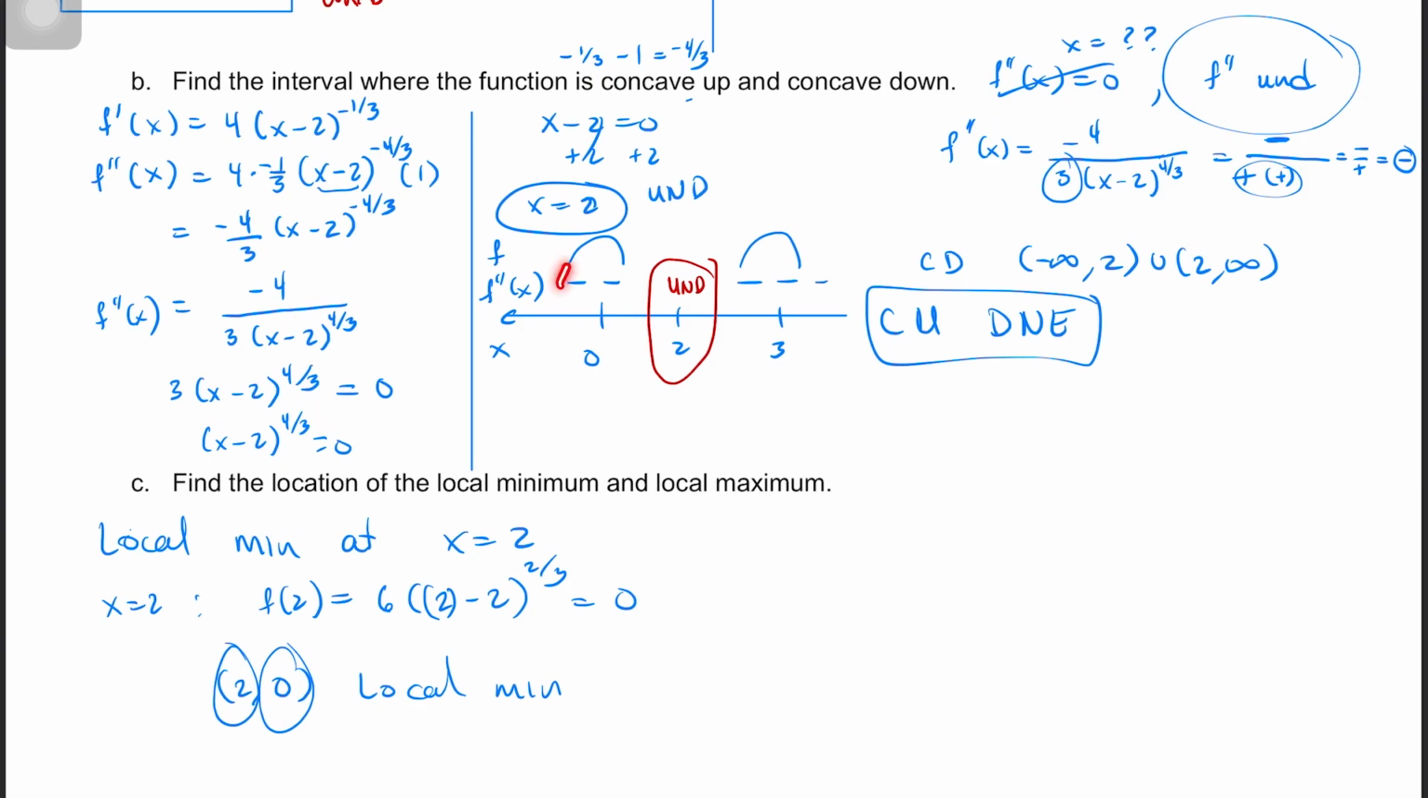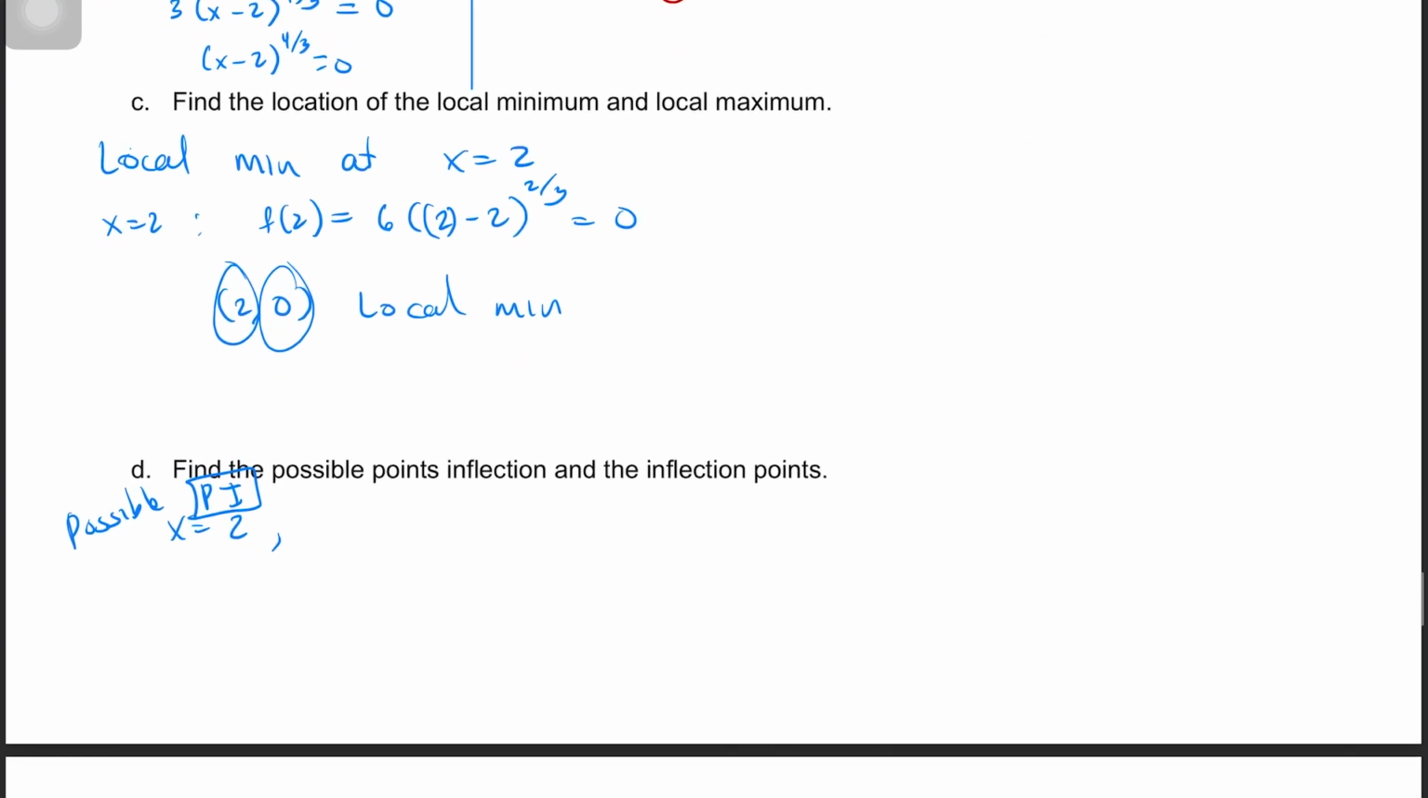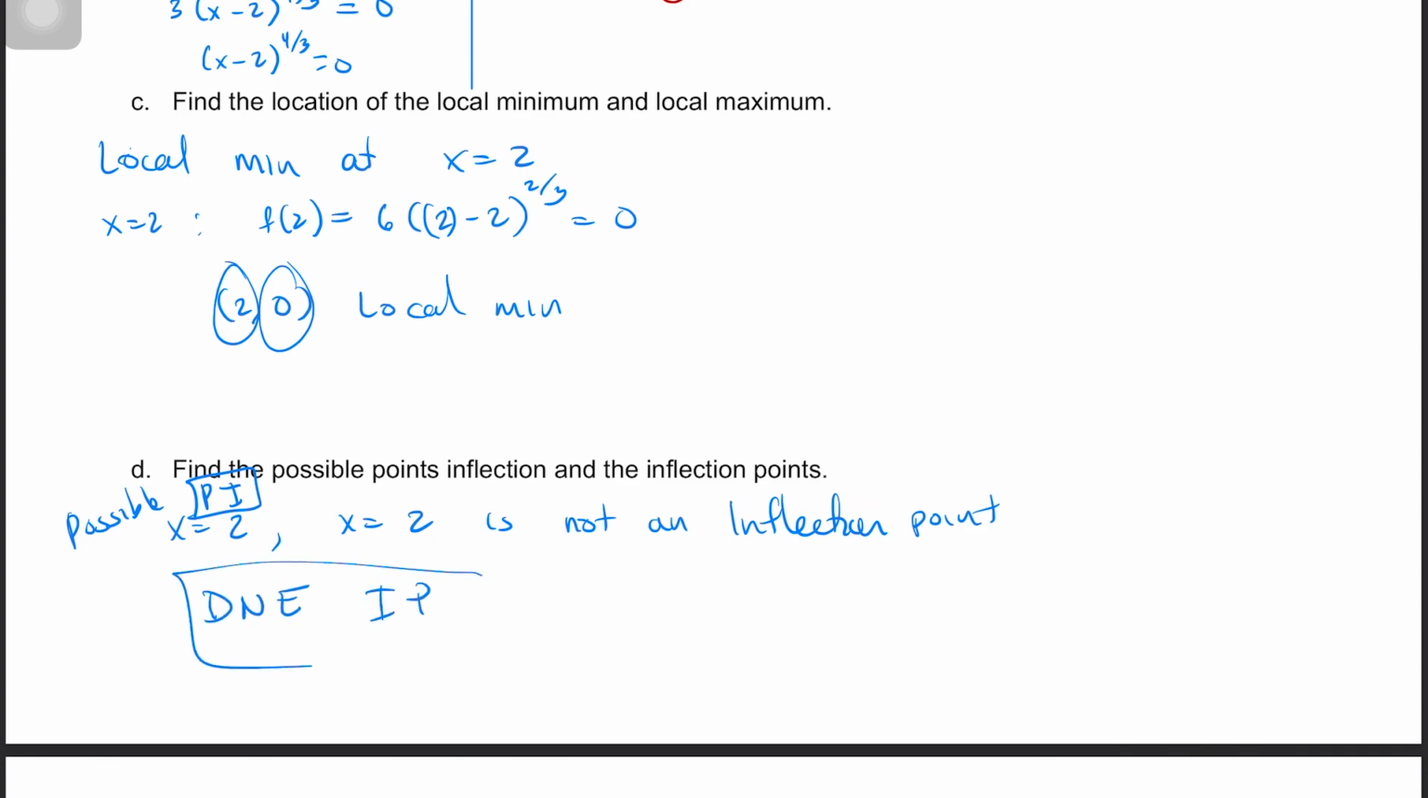Because there's no change of concavity. This is concave down, concave down. So there's no change of concavity. So that means, by definition, x equals 2 is not an inflection point. Remember that you need to have a change of concavity to have an inflection point. So it does not exist, right? Inflection point does not exist.